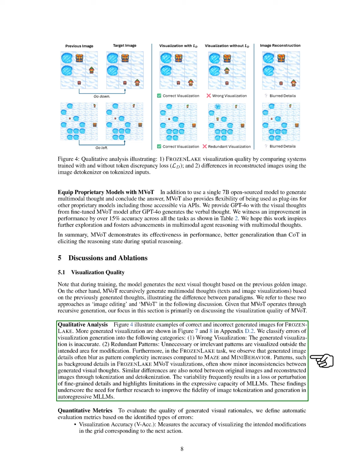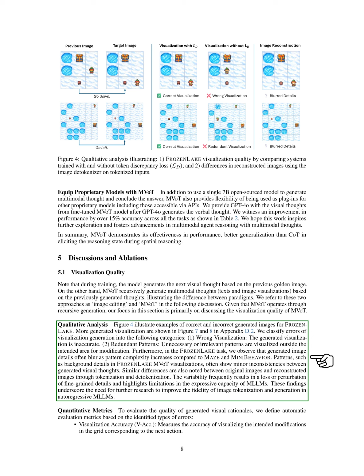For qualitative analysis, we present examples of both correct and incorrect images generated for the FROZENLAKE task. More visualizations can be found in our figures and appendix. We categorize visualization errors into two types: 1. Wrong visualization, where the generated image is incorrect, and 2. Redundant patterns, where unnecessary visuals appear outside the intended modification area.